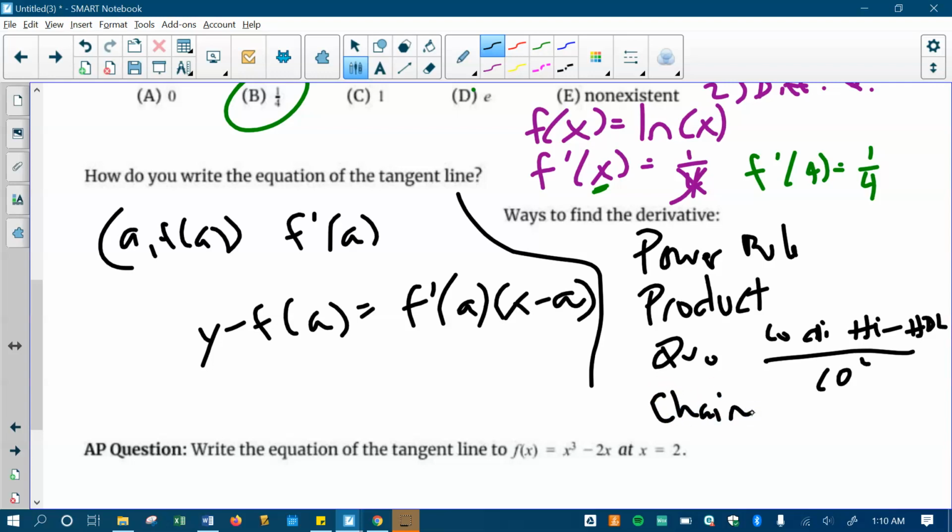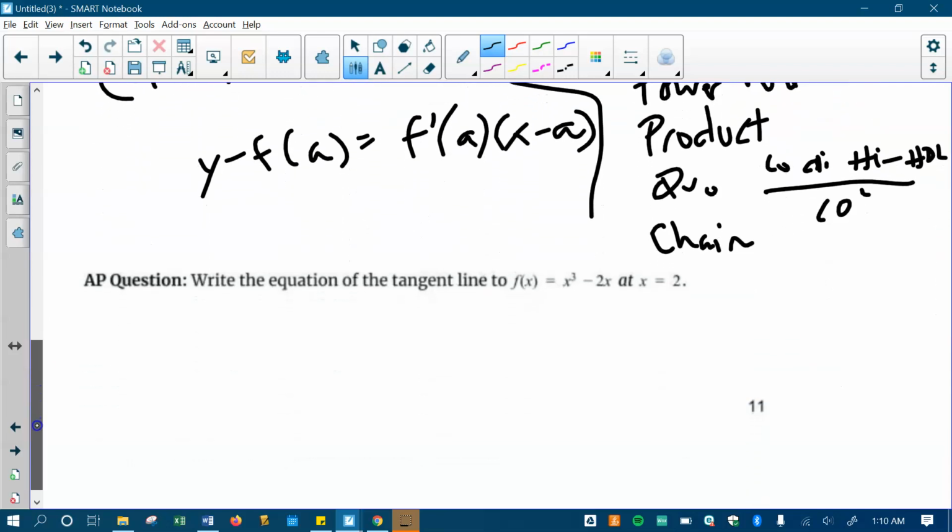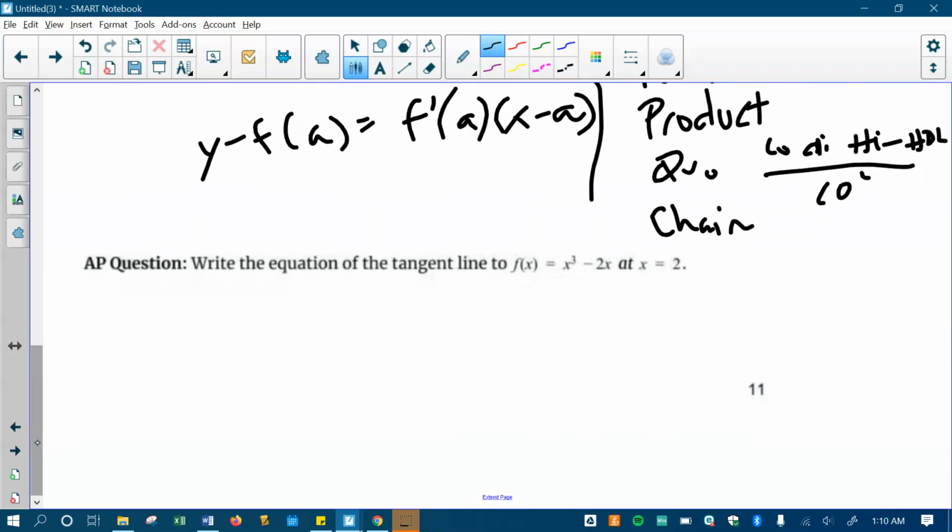We could do the chain rule. And then there's a whole bunch of other formulas like the trig derivatives as well, which you have in your notes. To write the equation of the tangent line to f of x, let's go and do that.